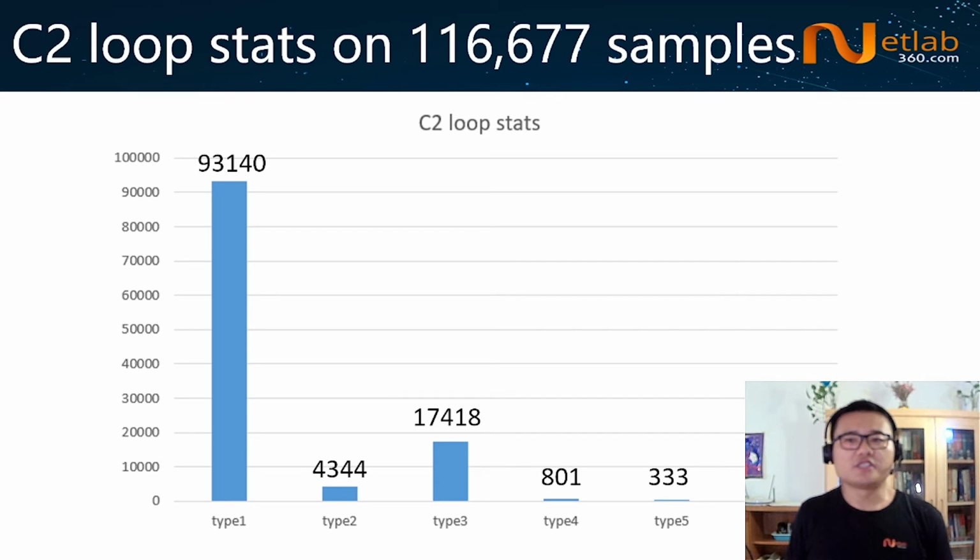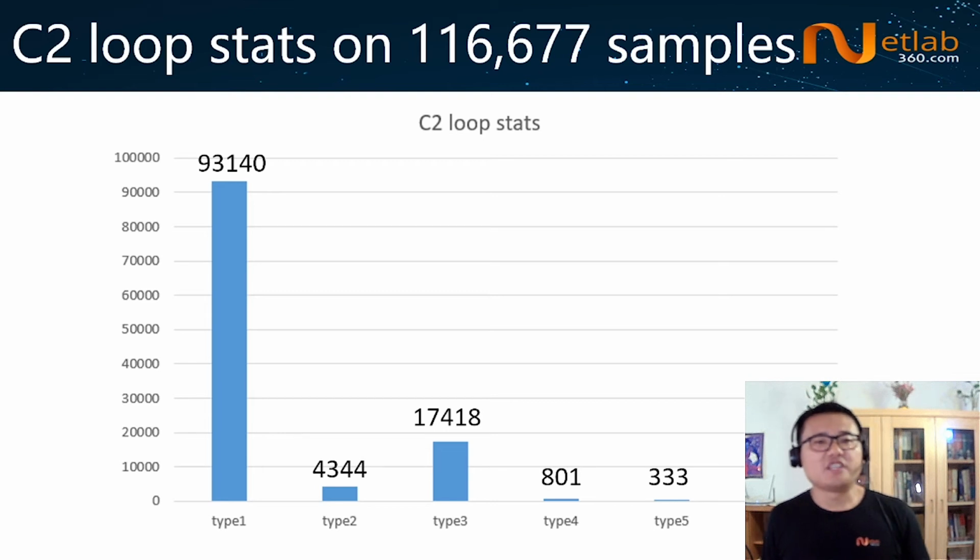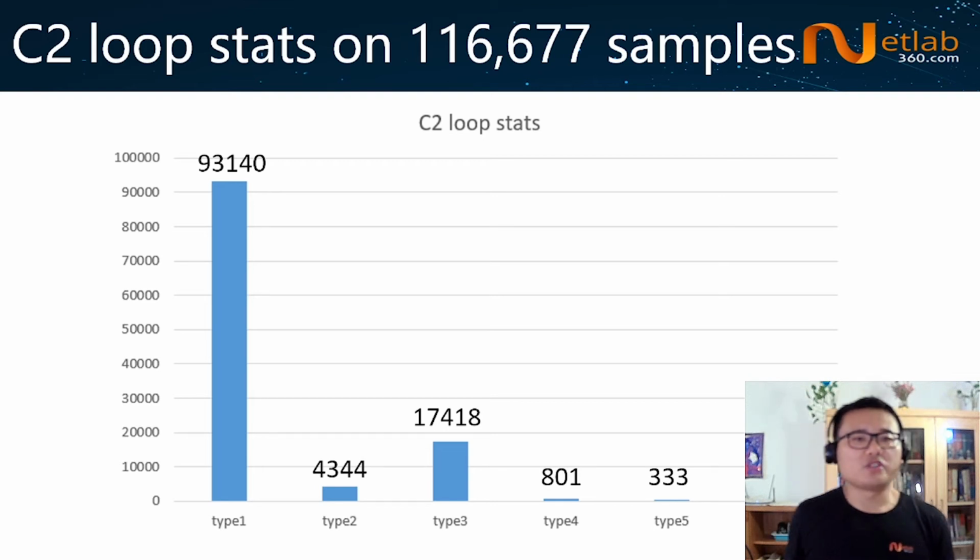Here are the C2 loop statistics on the analyzed over 100,000 samples. Obviously, it adheres to a long-tail distribution, with type 1 having the largest number of samples, while type 4 to type 6 are very small.